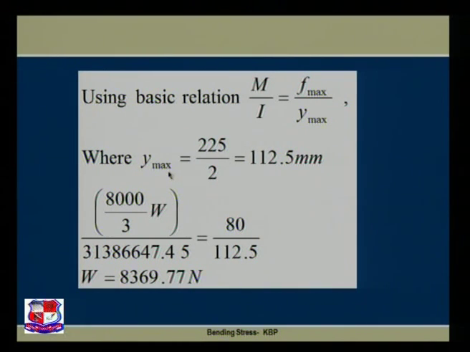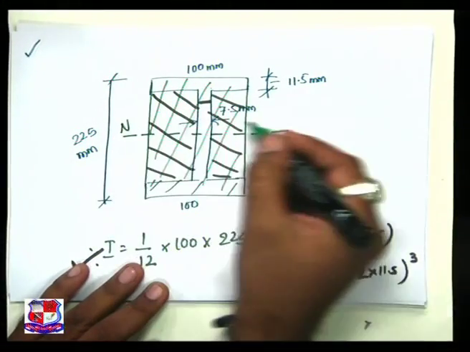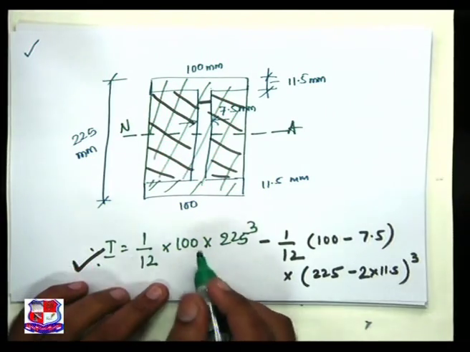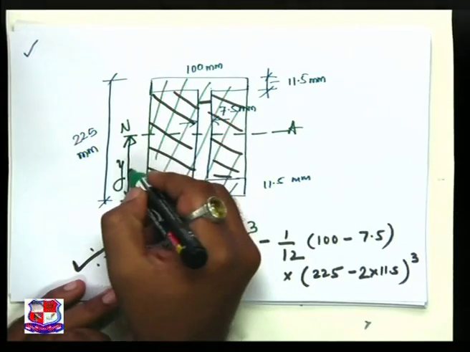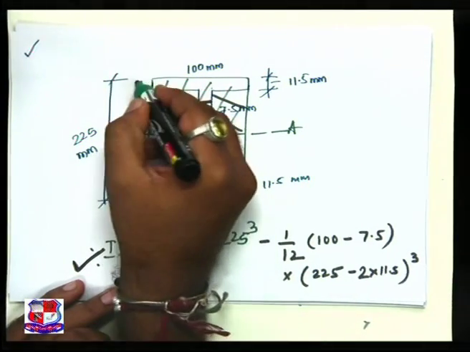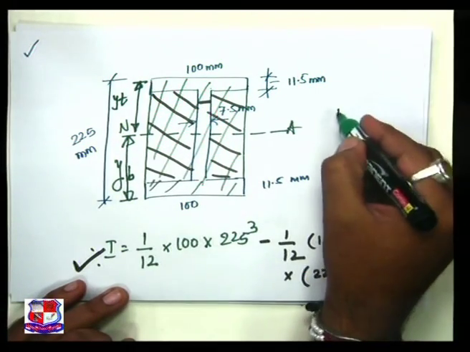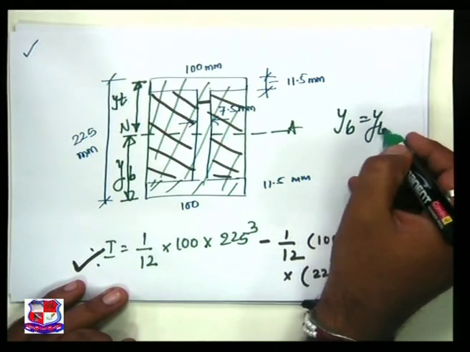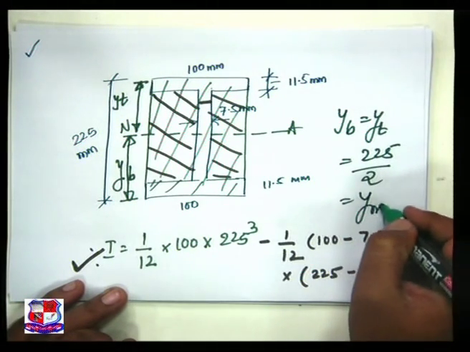What is the y max? Y max is 225 divided by 2. Please come on this particular tabletop. So, what is y max? This is my neutral axis. Then this distance, because of symmetry, is y bottom. This is my y top, and this is a symmetrical section, hence yb is equal to yt is equal to 225 divided by 2. That is the y maximum.